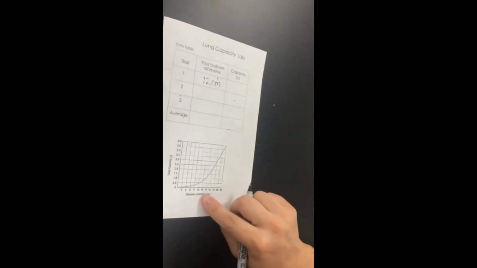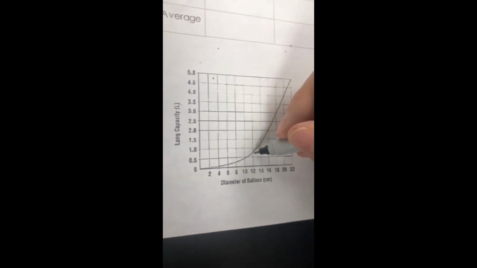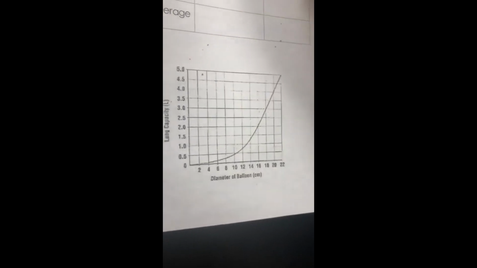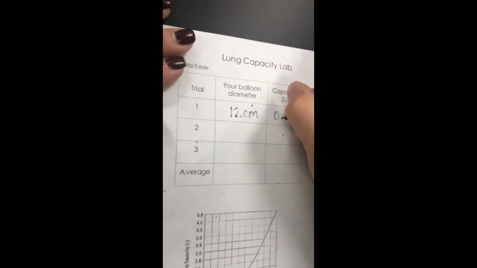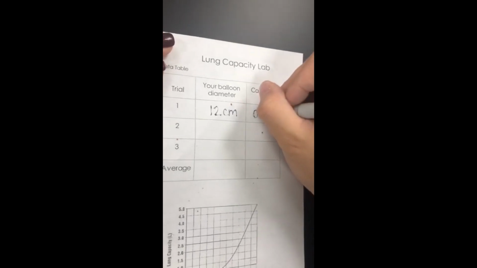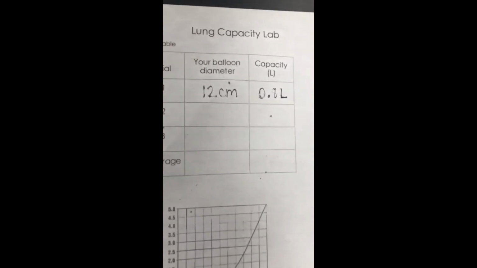Okay, if I look down at the bottom where the graph is, I can see for 12 centimeters that my lung capacity was about 0.8, so 0.8 liters. Okay, so now I'm going to release the air, and I'm going to try this again.